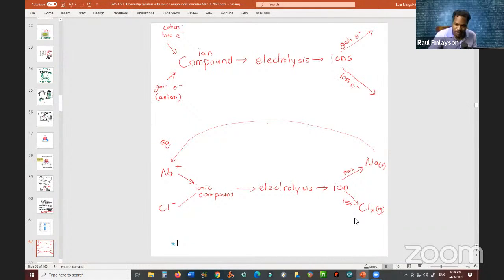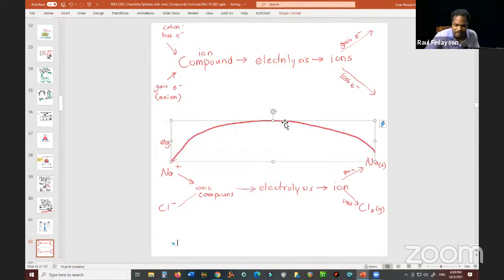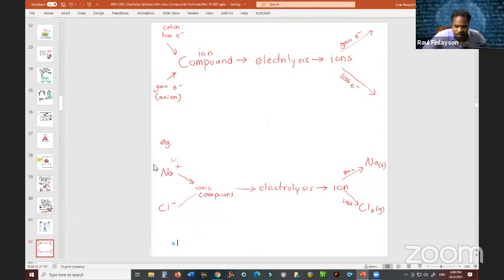But yeah, you're right. The only thing we need to add to this diagram now is which electrode this takes place at. So this is the ionic compound. We start there. Sodium would have had to give up an electron, and then chlorine would have to gain that electron that sodium gave up. So that's the bond.